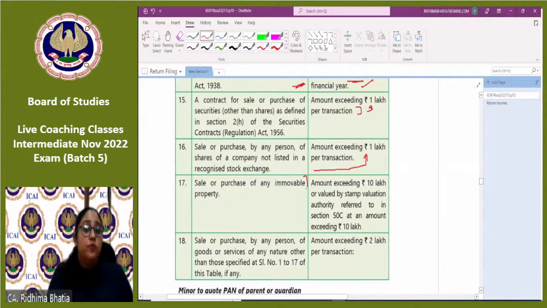Sale or purchase of immovable property whose stamp duty value is more than 10 lakhs. So basically, if you want to get a registry done, and the stamp duty value is more than 10 lakhs, the registering officer will ask for the PAN number. Okay? Sale or purchase by any person of any goods of any nature other than those specified in the earlier points. So if you're entering into any financial transaction where the value involved is more than 2 lakhs, then you have to tell your PAN number.